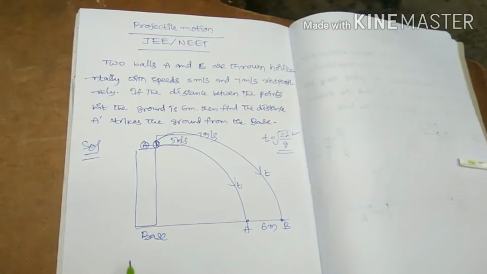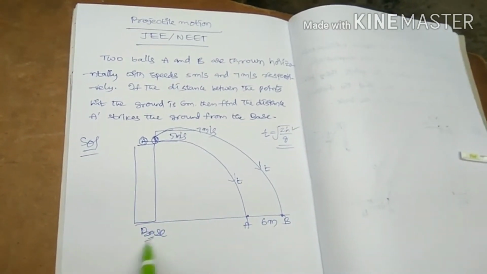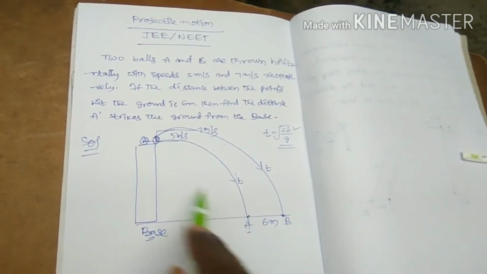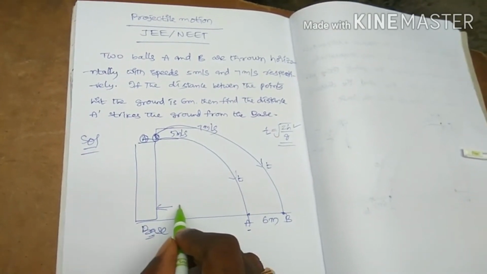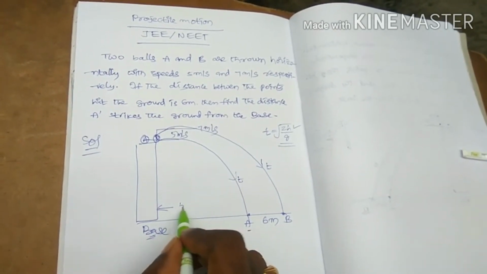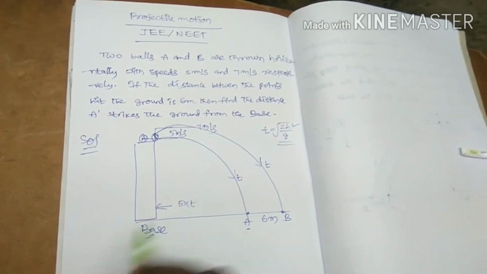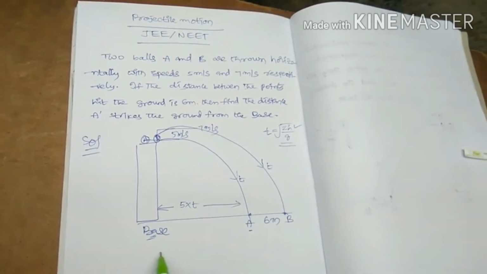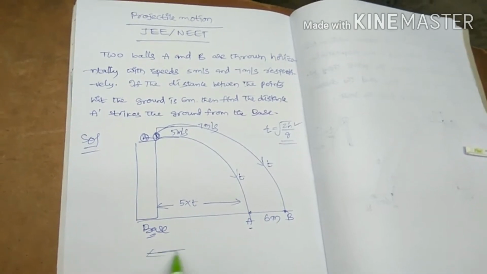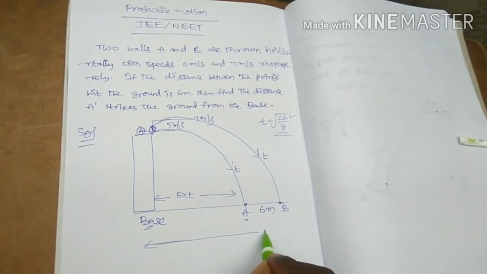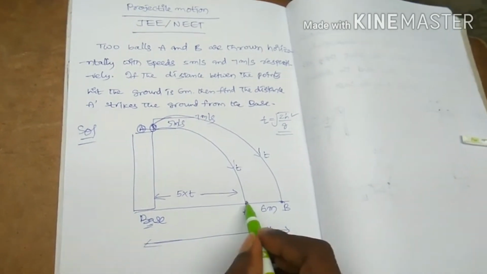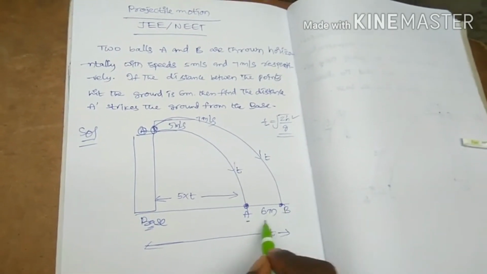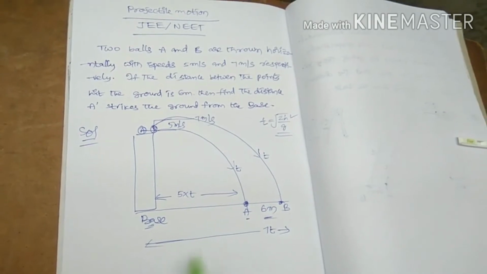So in this case, the distance from the base to the point reached by ball A is velocity into time, that is 5 meter per second into time, which is 5t. And similarly the distance from the base to ball B is 7t. So what is the distance between A and B? That is 6 meter.